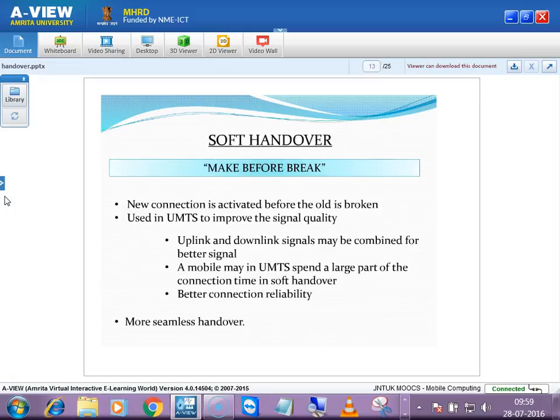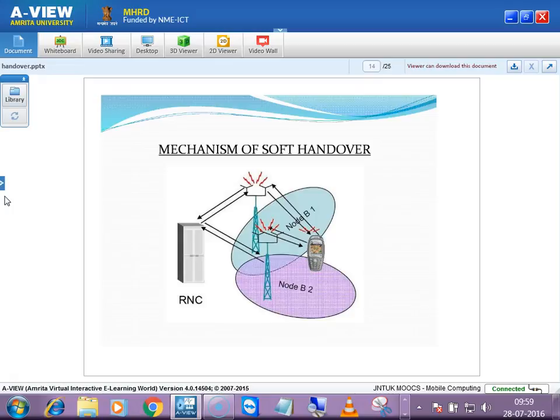Same thing. Uplink and downlink may be combined for better signal and better connection reliability. Seamless handover. Seamless in the sense no termination, nothing, the same consistency. That is called seamless. And hardware will also be costlier when compared to that. Mechanism of soft handover is something.